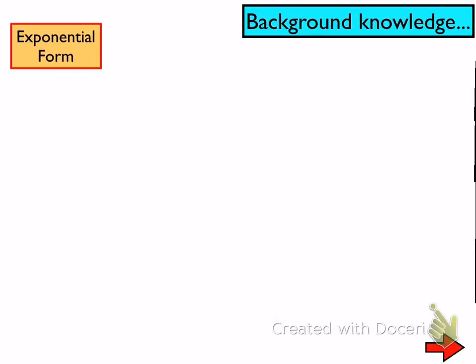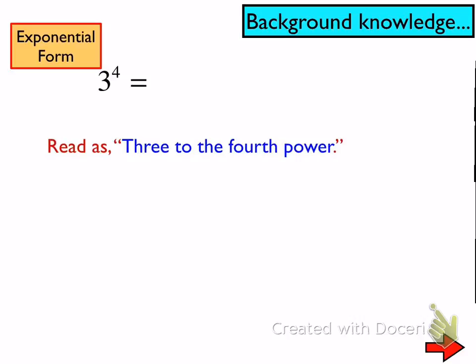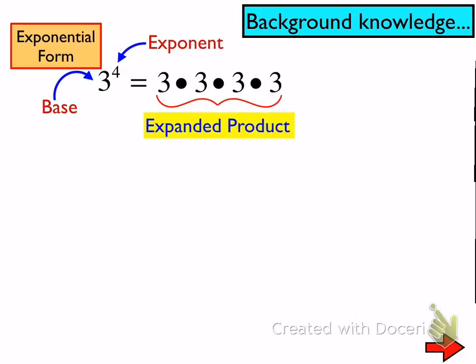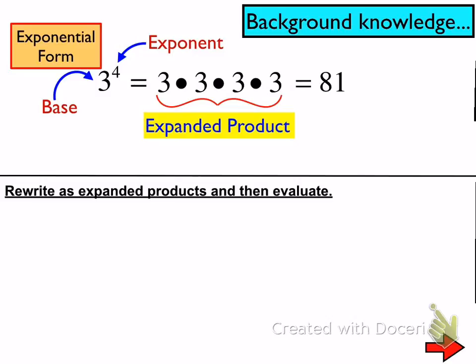So some background information. You're taking a look up here. This is not in your notes. You're just watching. 3 to the 4th. We've already talked about this. We read this as 3 to the 4th power. The base is that 3, and the exponent is the 4. This literally means 3 times 3 times 3 times 3, and we say that is the expanded product. We multiply all of this together, we get 81.